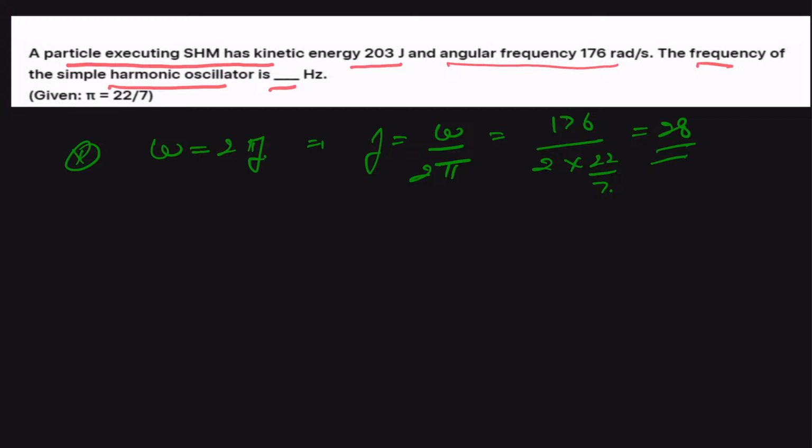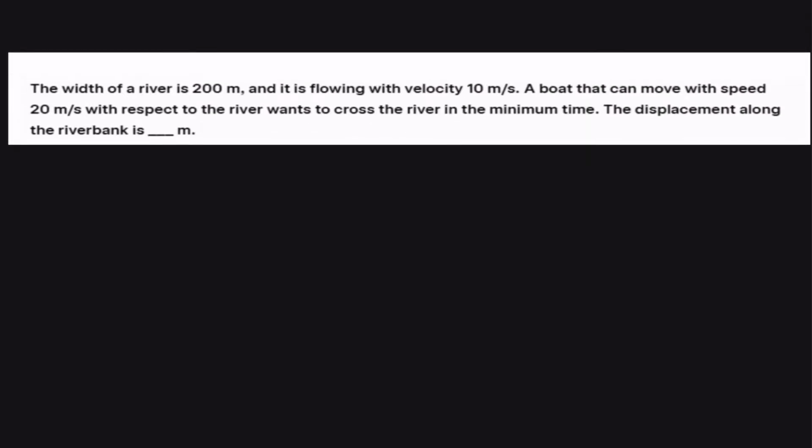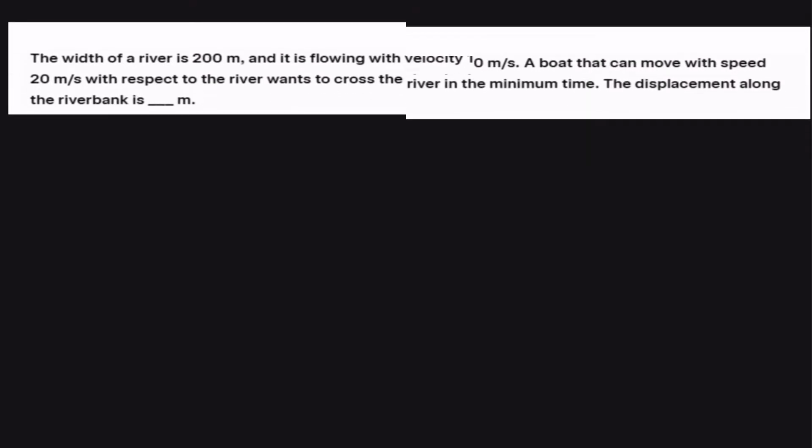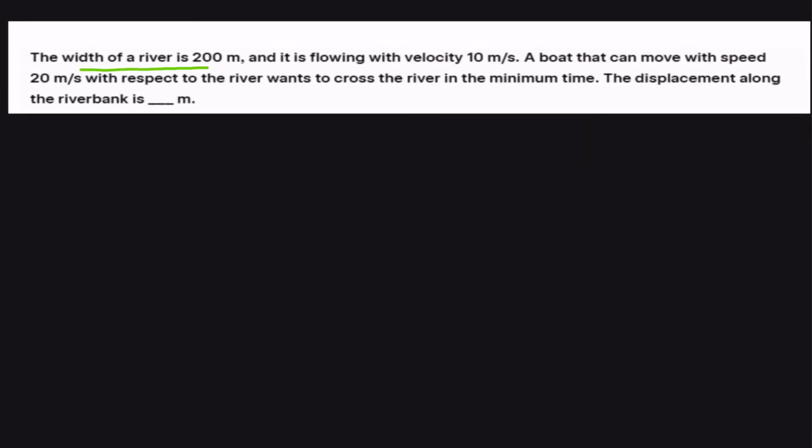Next, it states that the width of the river is 200 meters. It is flowing with a velocity 10 meter per second. A boat can move with a speed of 20 meter per second with respect to the river, and wants to cross the river in a minimum time. The displacement along the river bank is.